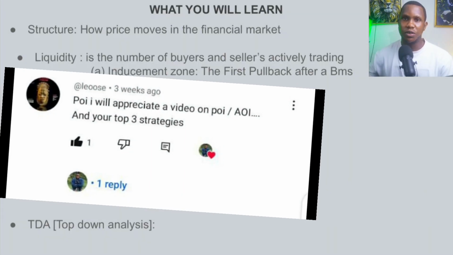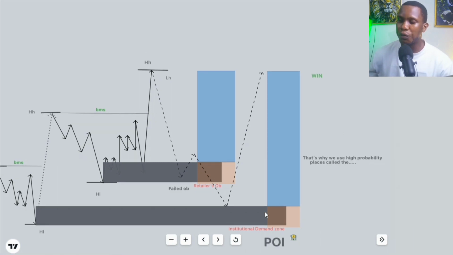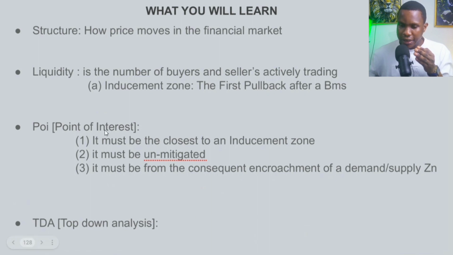Leo said I should make videos about POI. Shout out to him. Not every area called an order block used to work in the market, and that is why we use higher probability places called POIs to trade from in the market. I've tested thousands of POIs and I noticed that the ones that work contain these 3 rules. Number 1 is what? It must be closest to an inducement zone. Number 2, it must be unmitigated. Number 3, it must be from the consequent encroachment of a demand or supply zone.